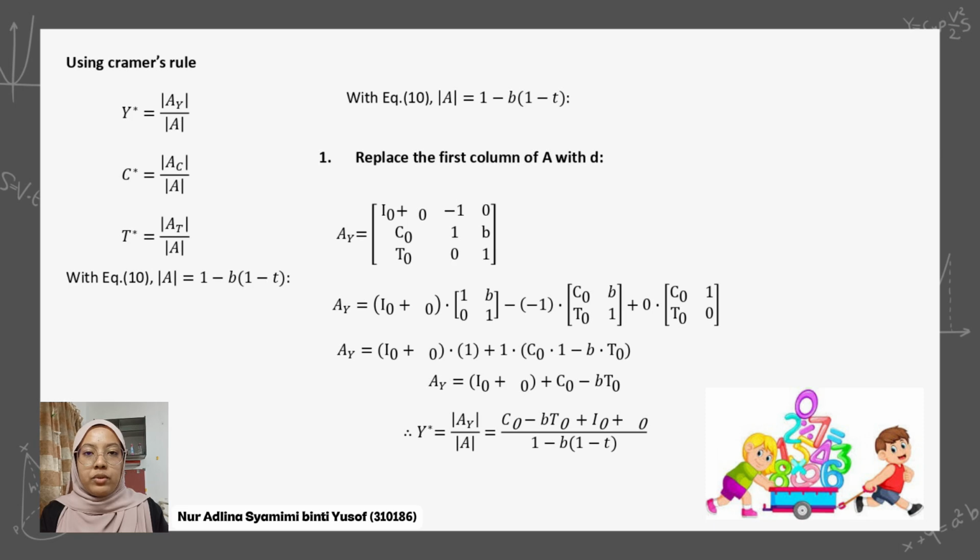The constant matrix D consists of three rows as well. The first row is I sub 0 plus G sub 0. The second row is C sub 0. The third row is T sub 0.